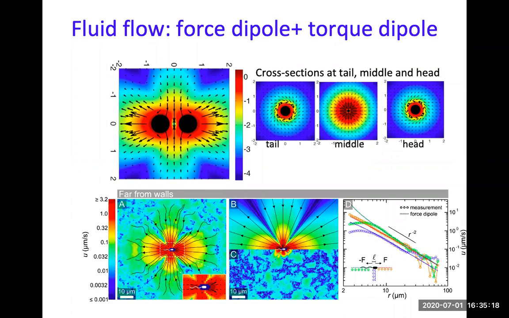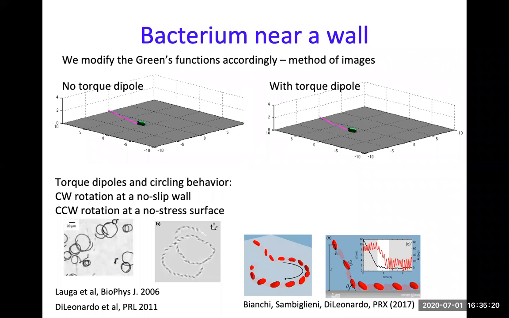And you will ask, does this matter? It does if you look into confinement, because if you don't have this torque dipole, you can aim one of the swimmers at the wall, it will hit the wall and then swim straight. But if you add this torque dipole, the swimmer will hit the wall and then move in a circle around the wall. And this is what you see in experiments, right? Bacteria at a no-slip wall, they go in a clockwise direction. At the no-stress interface, they move counterclockwise.